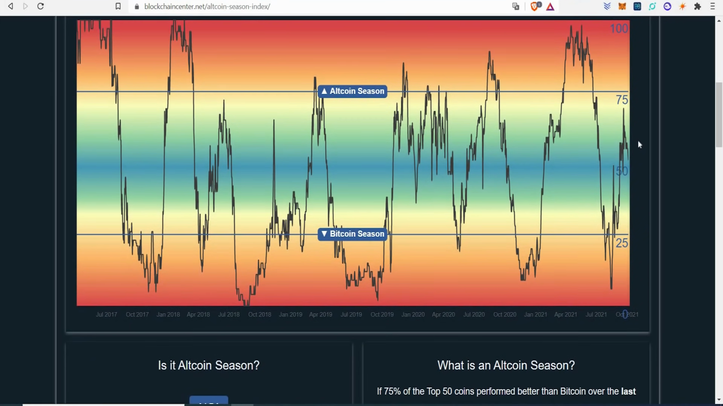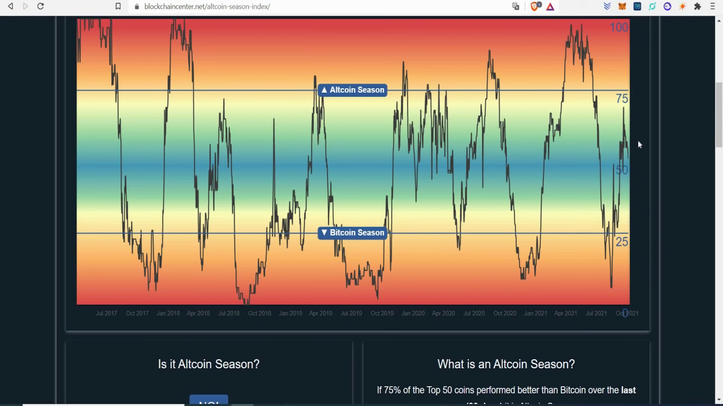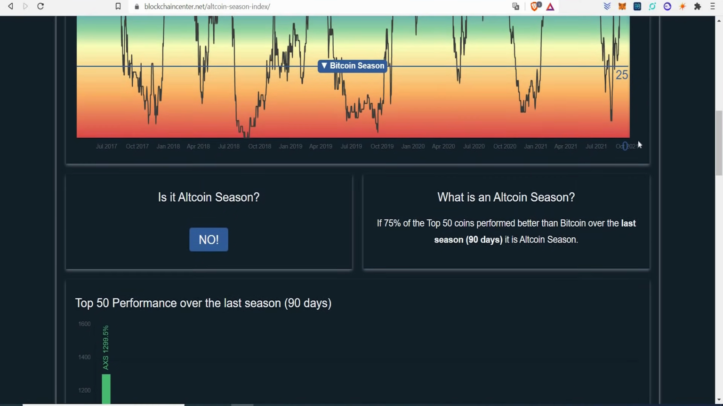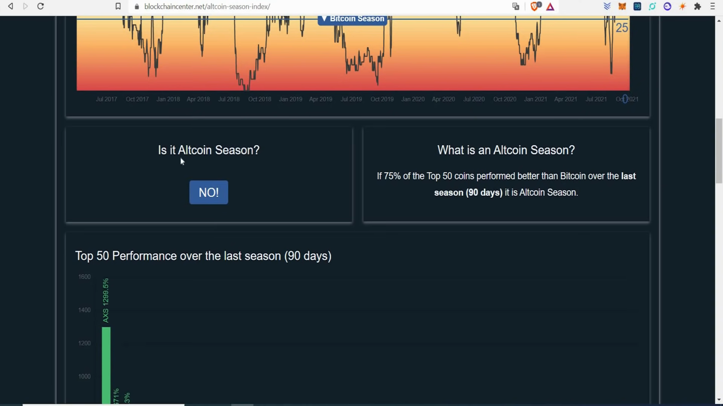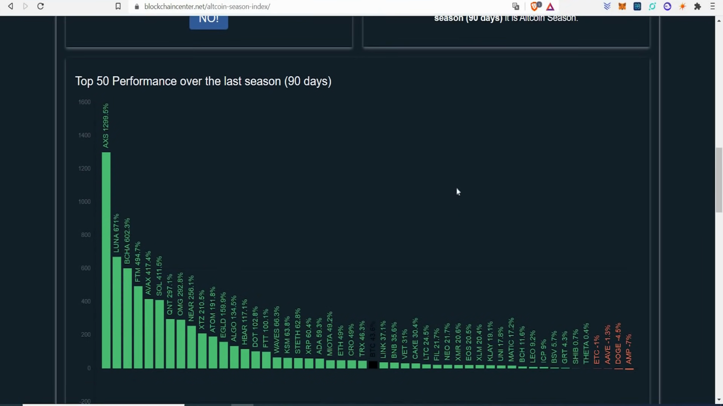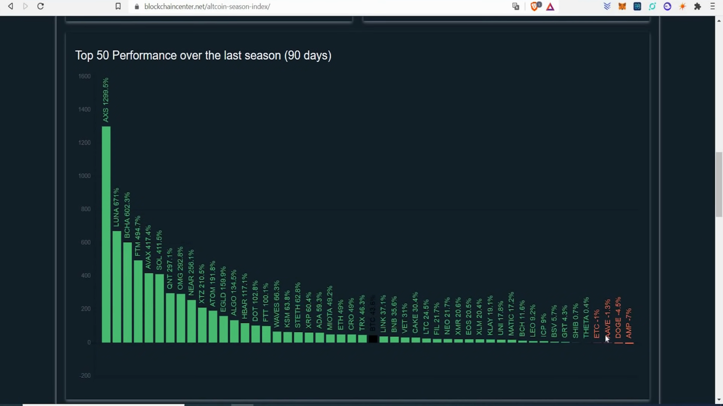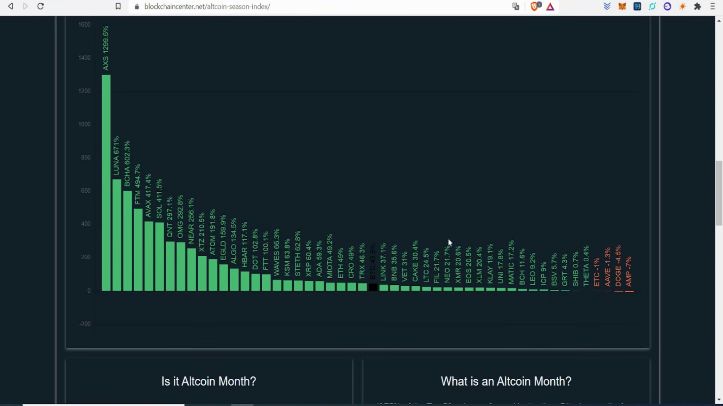Now, I know the past isn't always going to hold true for the future, but that's what I'm guessing, right? Something similar. How do you know when you're in an alt season? Well, if 75% of the top 50 coins are performing better than Bitcoin over the last 90 days, that's classed as an alt season. So right now, we have these coins here. There are 4 coins that are not performing better than Bitcoin, hence we're not in an alt season, but it's still looking good.